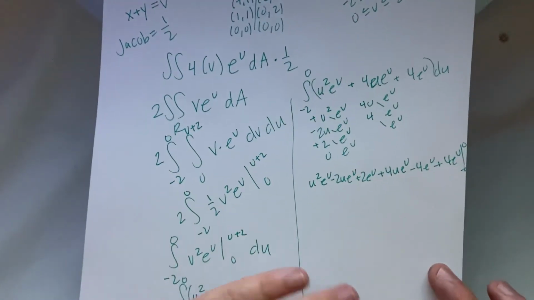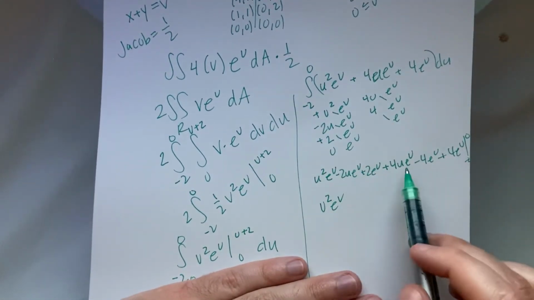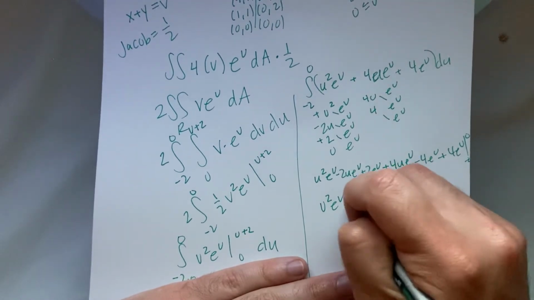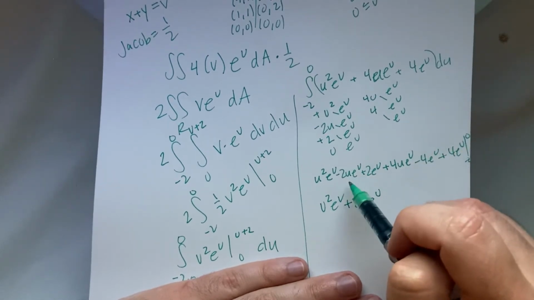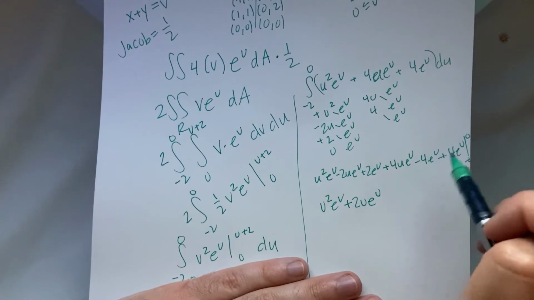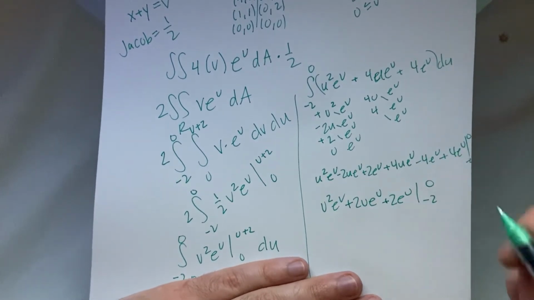Let's simplify. We've got a u squared e to the u. Minus 2u plus 4u is plus 2u e to the u. Then plus 2e to the u minus 4e to the u plus 4e to the u should just be plus 2e to the u, evaluated from -2 to 0.